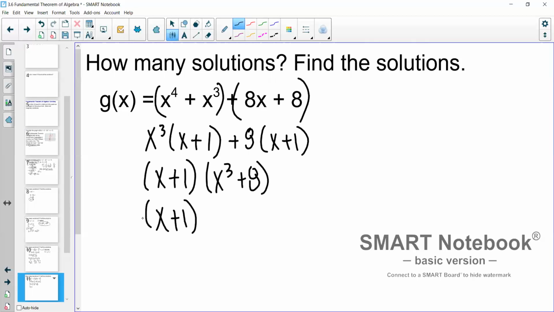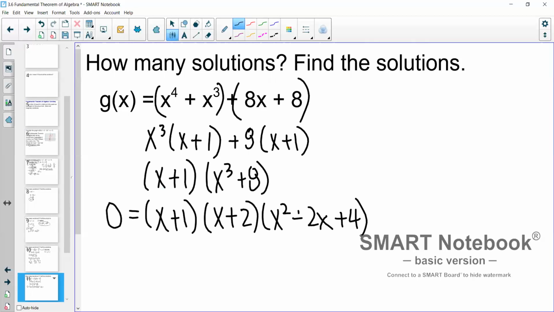So we still have our x plus 1. To find solutions, we want it equal to 0. And we're actually going to have an x plus 2 times x squared minus 2x plus 4. Okay, now that that's broken down, this can't be factored, this can't be factored. This is still a square. We need to factor it, but it's not going to factor beautifully. So we actually have to go back to our quadratic formula here to factor it.